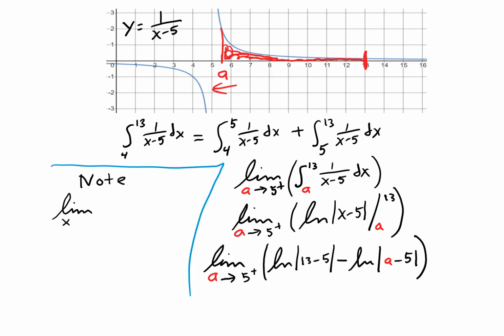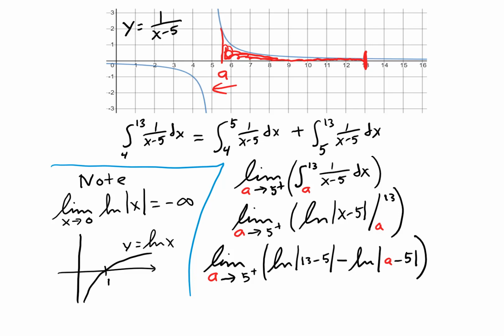You may recall that the limit as x approaches 0 of the natural log of x is negative infinity. You can see that from the graph of the natural log function. This means the limit as a approaches 5 of the natural log of a minus 5 is negative infinity. Subtracting negative infinity from the natural log of 8 gives us an infinite area.